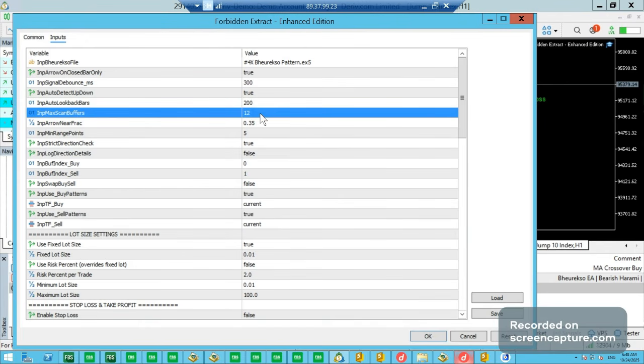So if you leave it at 12, it ensures that all buffers are checked. But if you reduce it, you reduce the chances of all those reversal patterns popping up signals.